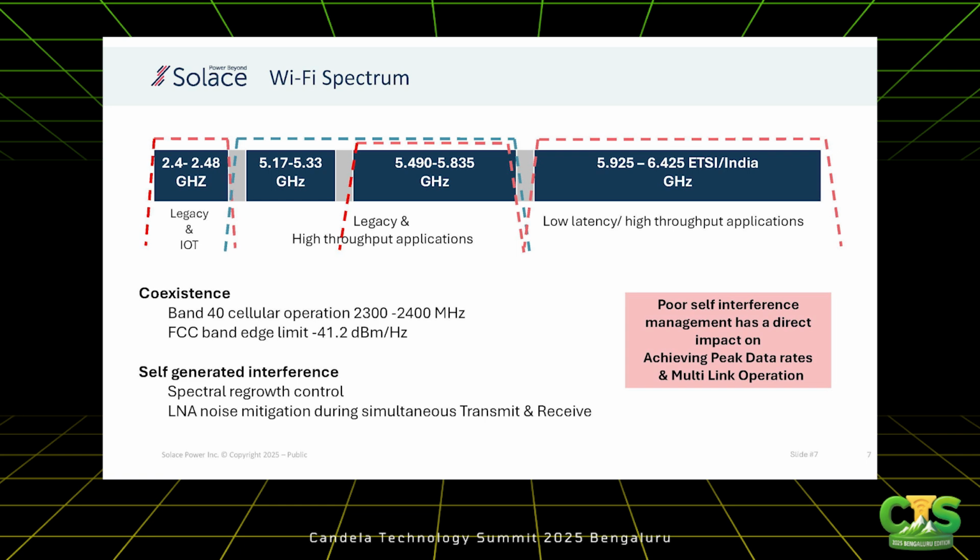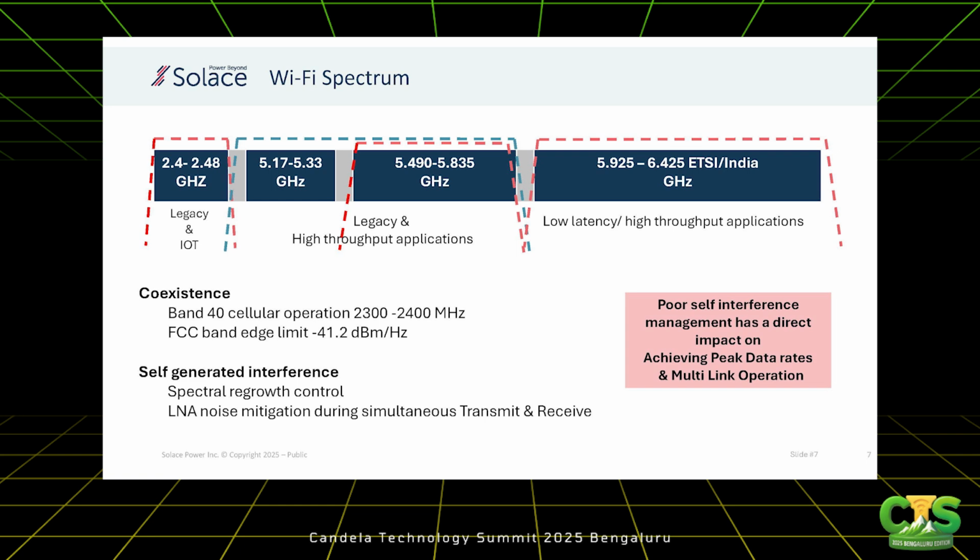Usually it's dual band. You will see a lot of dual band. On high end, you will see tri-band, and that would be 2.4, 5, and 6. These filters play a very critical role also for coexistence with LTE, like band 40 cellular band on 2.4, or meeting the band edge for FCC, which is minus 41.2 dBm per megahertz. So any noise that you produce above that is not allowed in 2.4.